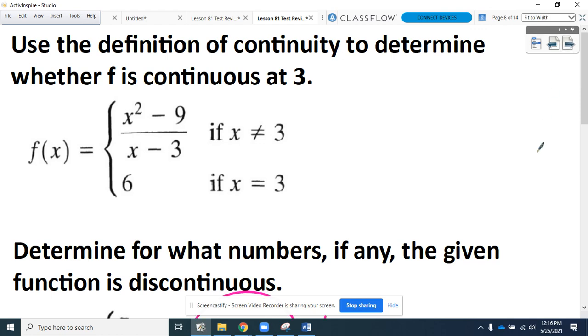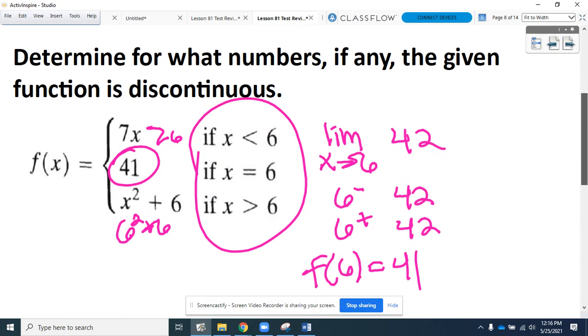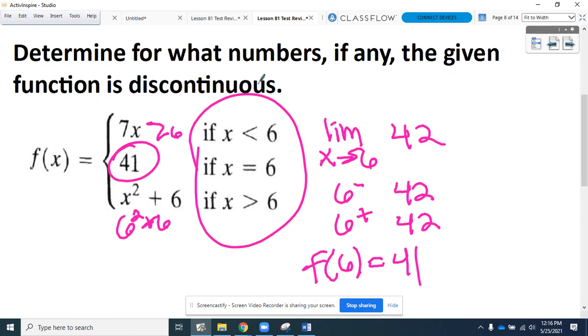Our next question asked about continuity. So you did this question, looking for where this could be discontinuous. If you look at this function, it's a piecewise function made up of a line, a point, and a parabola. Those themselves are continuous functions. Continuous just means that you can draw it without picking your pen or pencil up. But because it's a piecewise function, we check where they overlap. That's where the problems can happen.